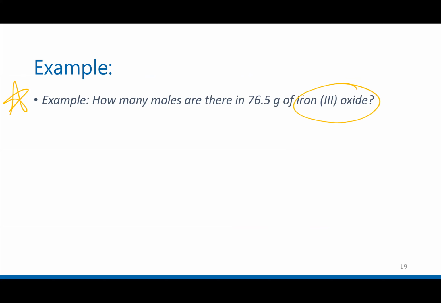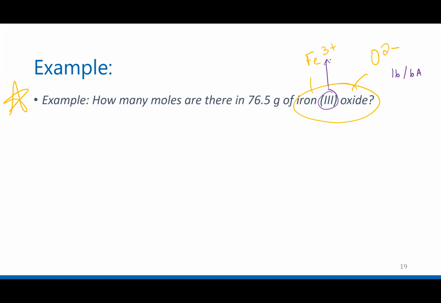I have the answer written below, but just a little review. Iron 3 is Fe3+, oxide is O2-. How do I know it's 2 minus? Well, we did this in chapter 3. It's in group 16 or 6A, and everything in group 16 or 6A is 2 minus. The Roman numerals here tell me the charge on my iron. So iron 3 is iron 3 plus, oxide is 2 minus.